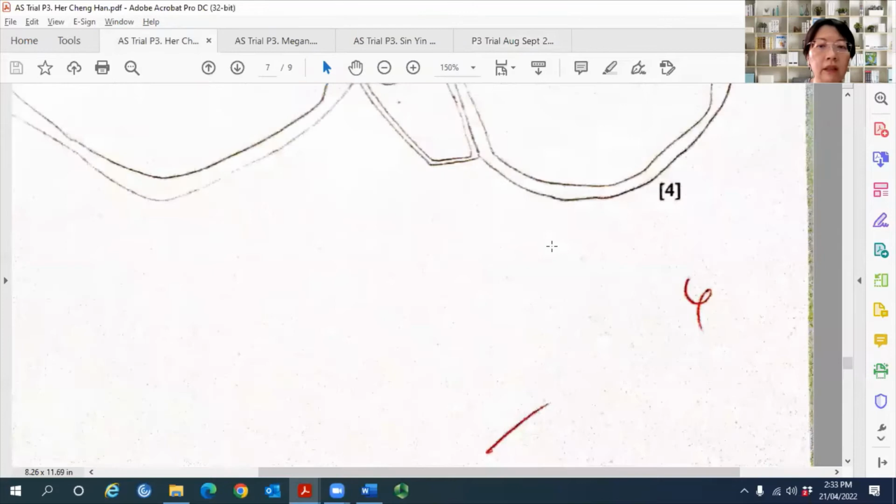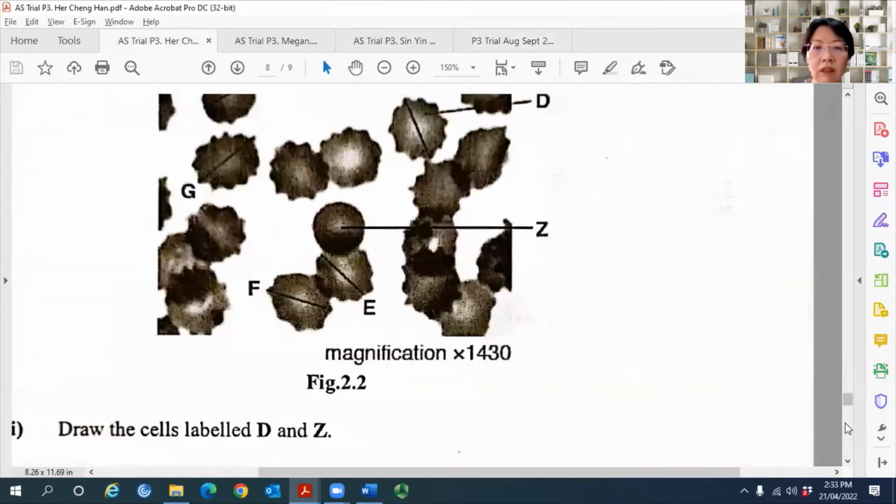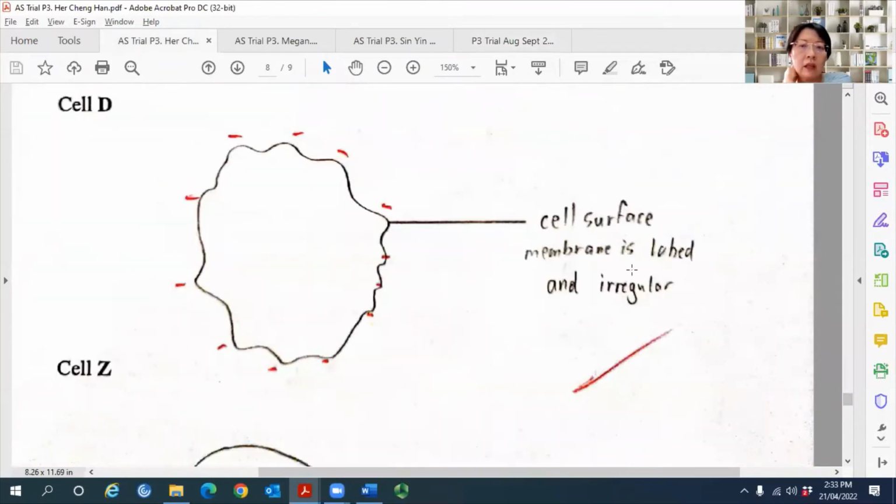First one is He Cheng Han. Okay, see, cell surface membrane is lobed and irregular. So I give mark for irregular or folded. So this is called annotation. You describe the structure. So you draw the line like you want to label the cell, but instead of naming the structure, you describe the structure.